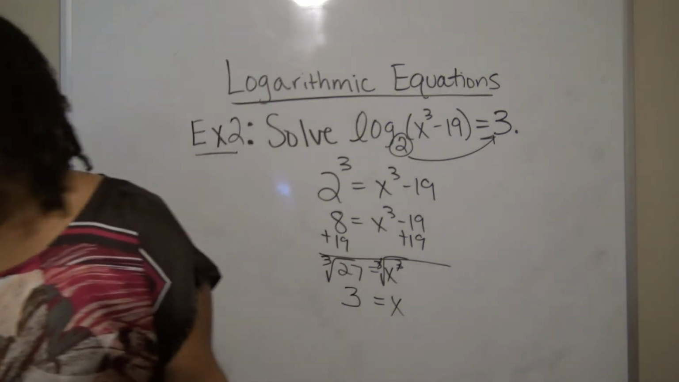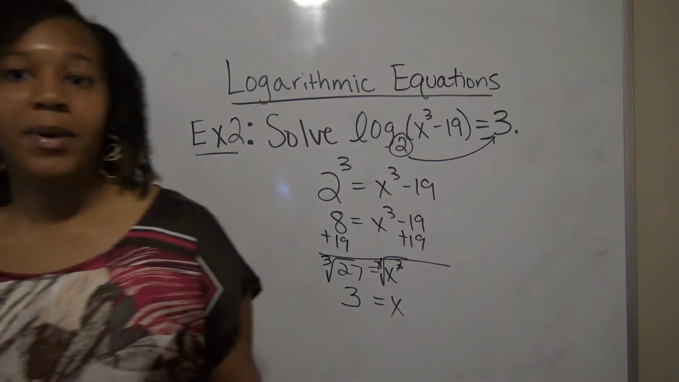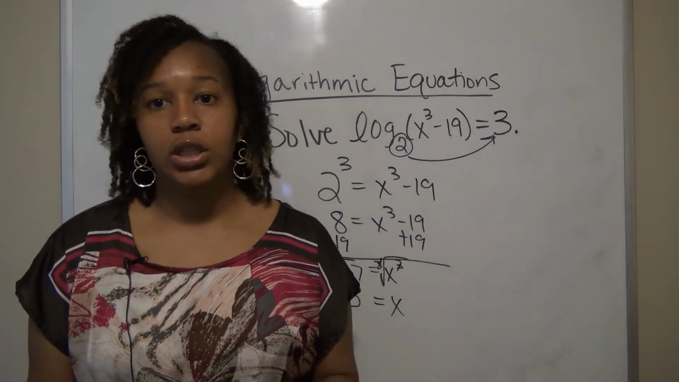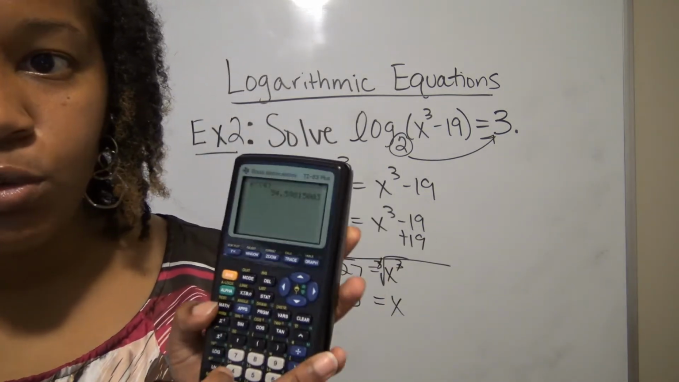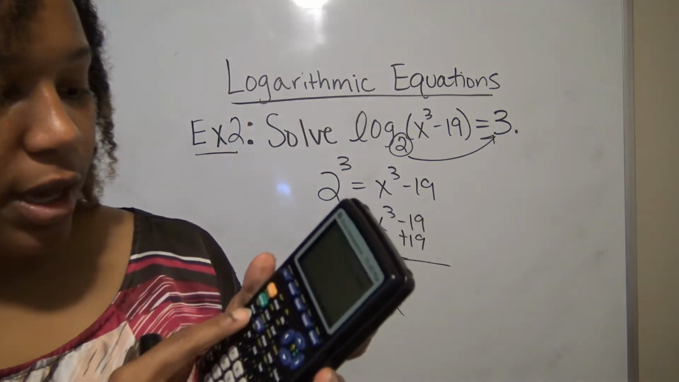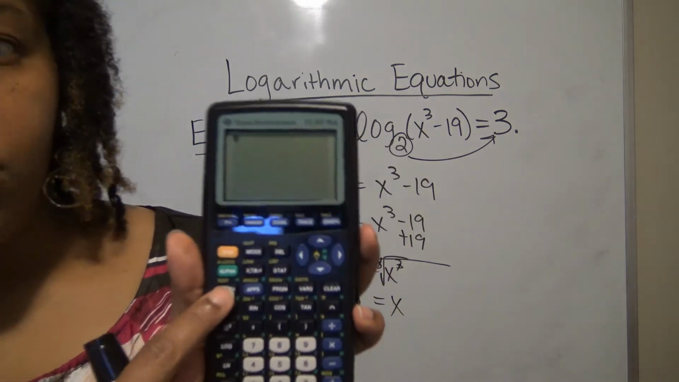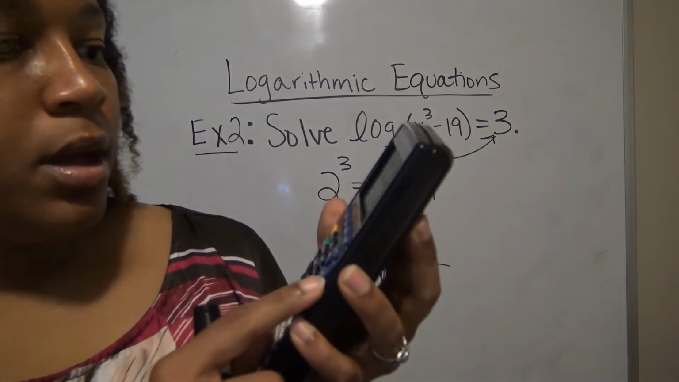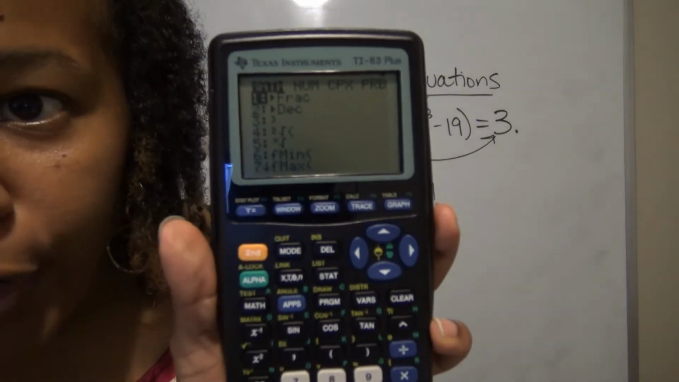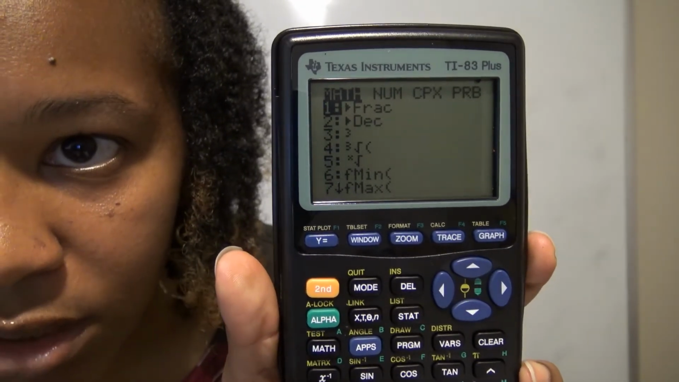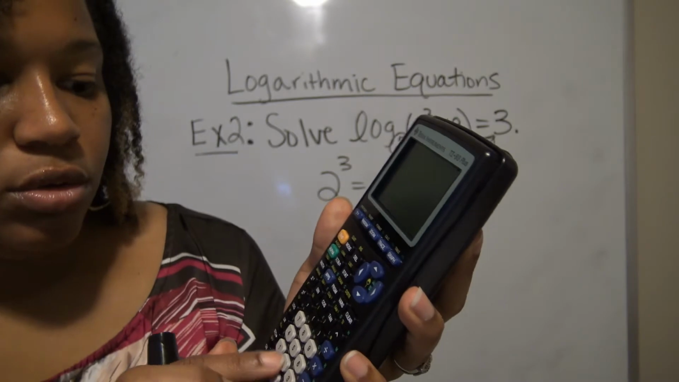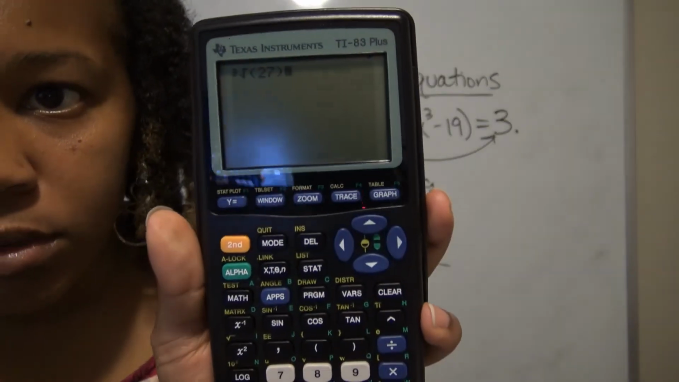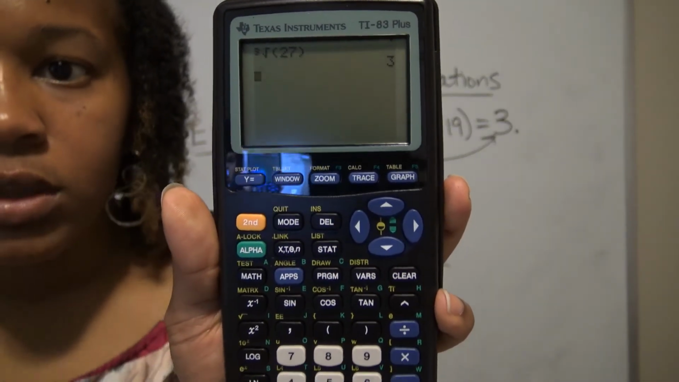That means, what number do I raise to the third power to get 27? And that's 3. So to show you how to do the third root in your calculator, you would go to math. And if you look at number 4, I don't know if you can see it, but number 4 is the third root. And you would do the third root of 27, which is equal to 3.